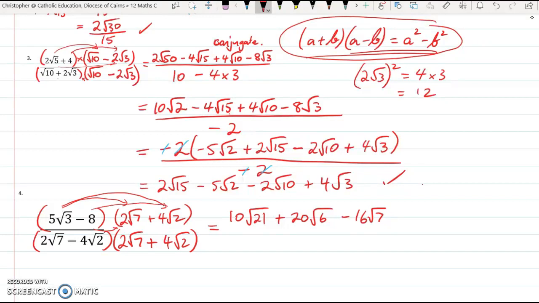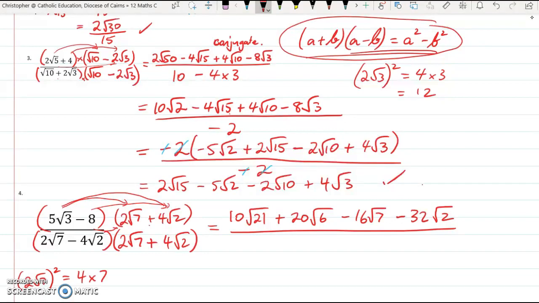And then our last two, negative times by a positive is a negative. 8 times 4 is 32. And then we've got root 2 on the end. All over. Now again, we're going to have, just sort of think about this, 2 root 7 getting squared will give 4 times by 7. The 2 gets squared, the root 7 gets squared, root 7 squared is 7, 2 squared is 4. So you've got 28 for that part there.